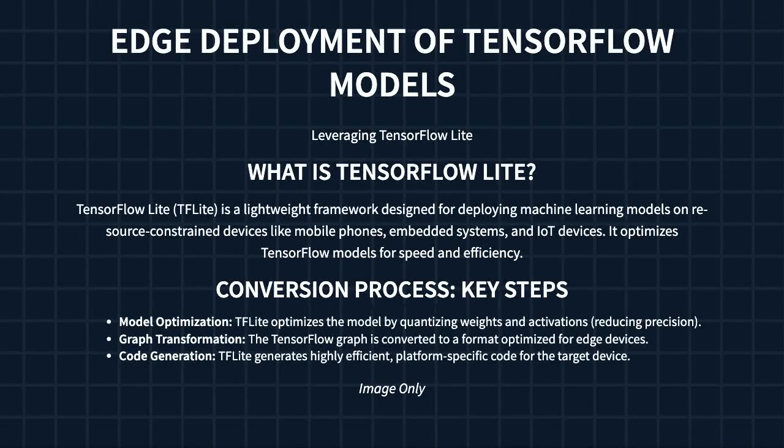Let's talk about getting our TensorFlow models running smoothly on edge devices, things like smartphones or smaller computers. That's where TensorFlow Lite comes in. It's a really clever system that makes it possible to run these powerful models without needing tons of processing power. The process involves a few key steps. First, we need to optimize the model itself by reducing its size and precision. Then TF Lite transforms the original TensorFlow graph into something more efficient for edge devices, and finally it generates custom code specifically tailored for that device.